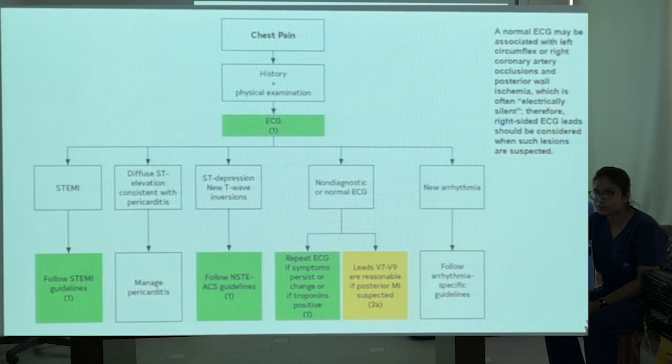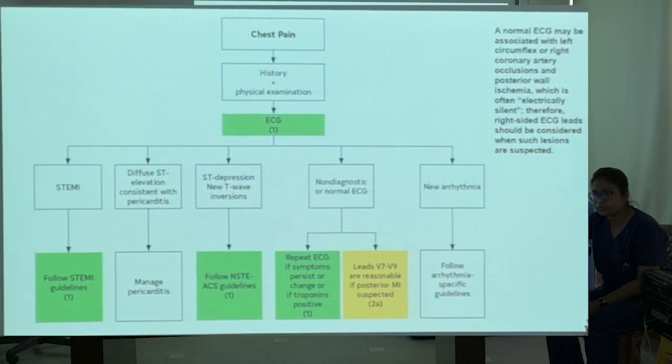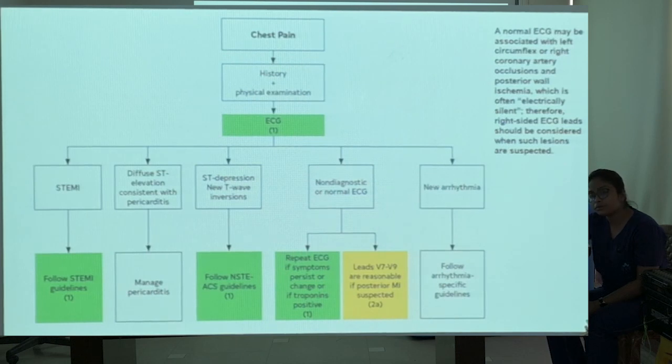So in two contiguous leads, it has to be more than 1 millimeter ST elevation, except in the right precordial leads V1 and V2, where you need 2 millimeter or more, so as to not misdiagnose early repolarization as ST elevation. These are two important terms. And another thing that sir was telling is a new onset LBBB. That is also a STEMI equivalent. New or presumed new onset LBBB is also a STEMI equivalent.